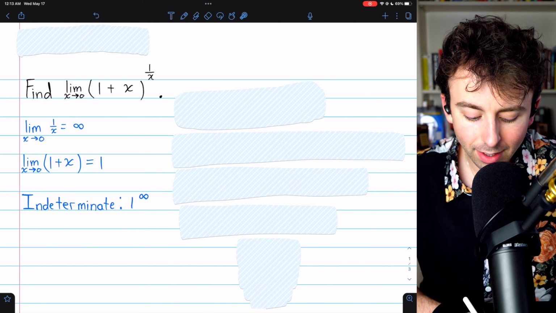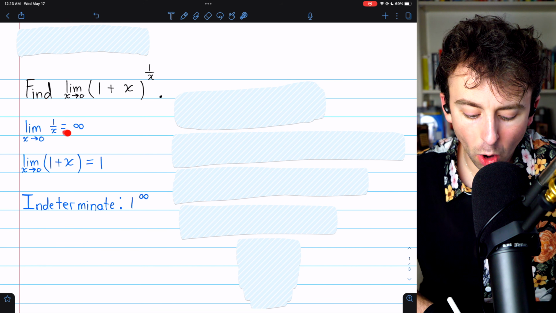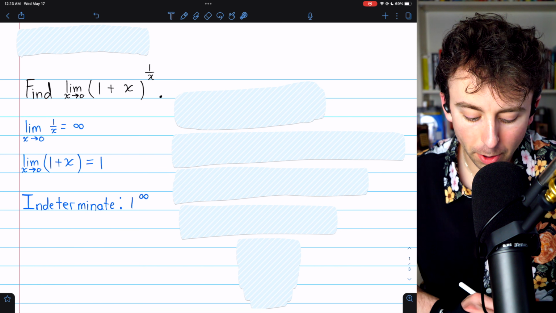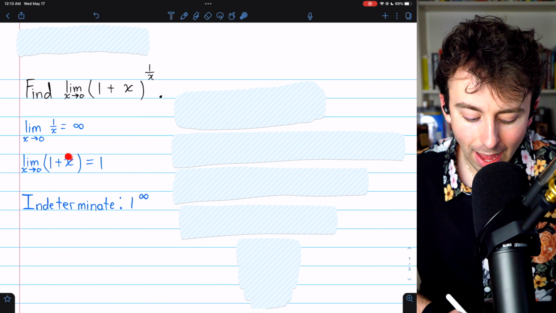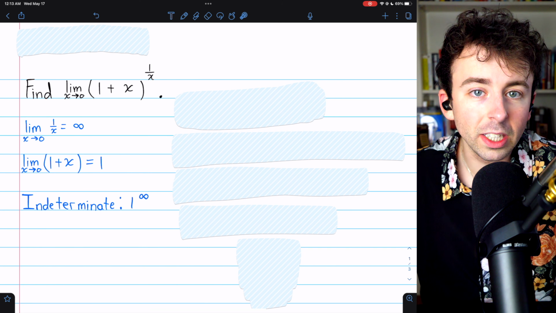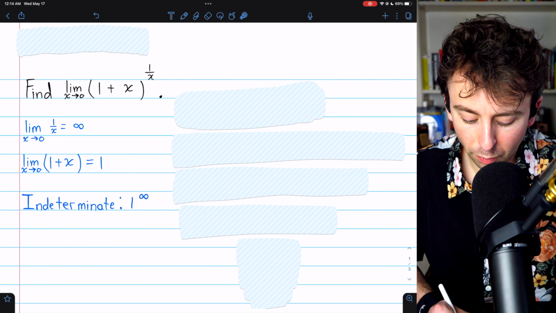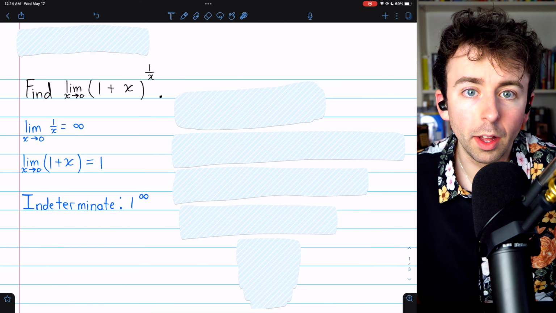1 over x, as x approaches 0, is going to infinity, since it's 1 divided by an arbitrarily small number. On the other hand, 1 plus x as x approaches 0 is clearly going to 1. So we do have a limit that's in an indeterminate form, the form of 1 to the power of infinity.